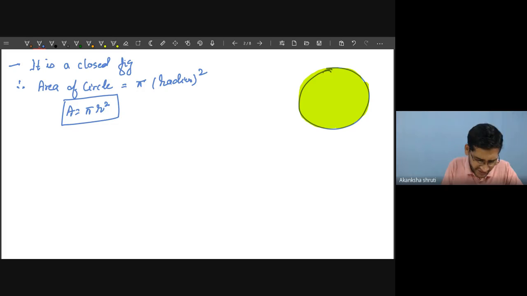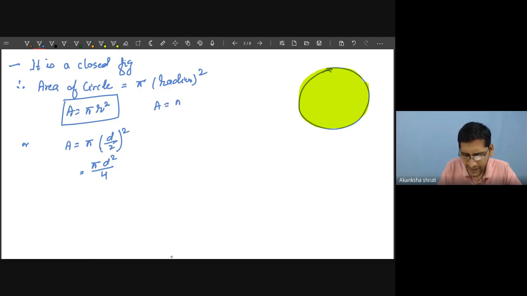This can also be written in terms of diameter, since the radius is half of the diameter, so d by 2 can be written, and there is square. Now this square is for the numerator as well as for the denominator, so it becomes pi d square divided by 4. So this area can also be written as pi d square by 4.